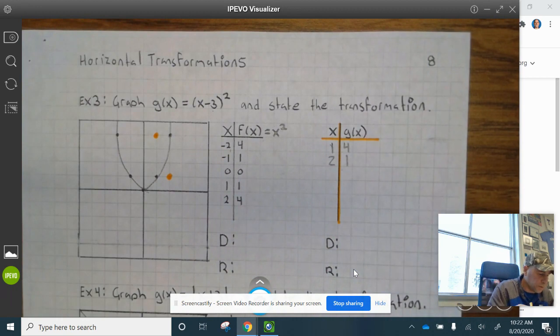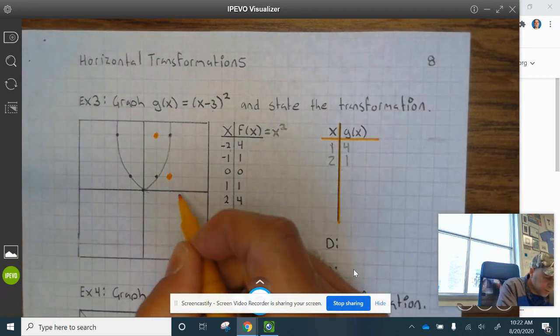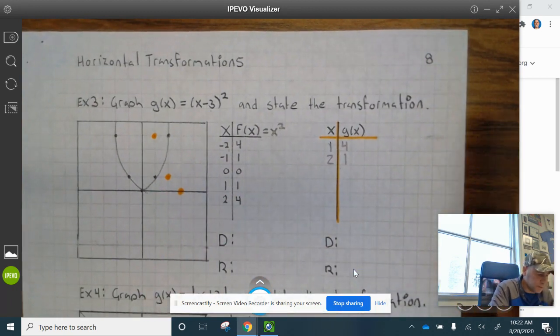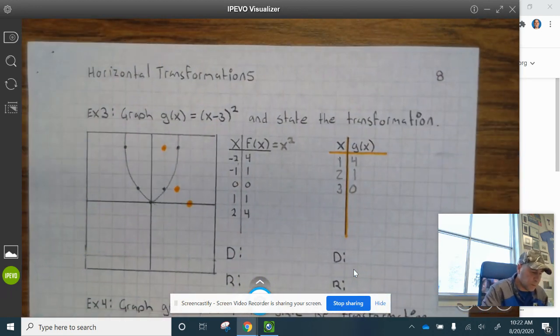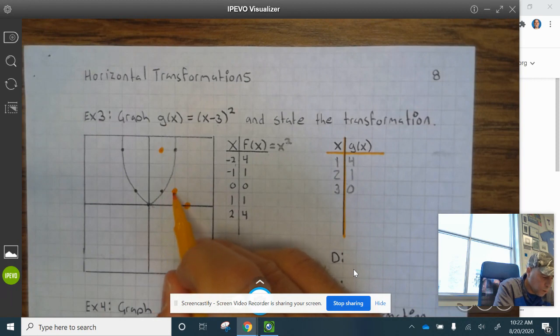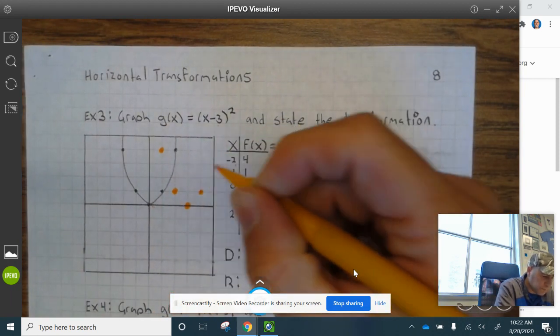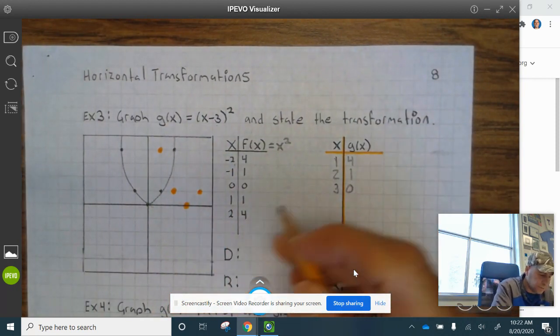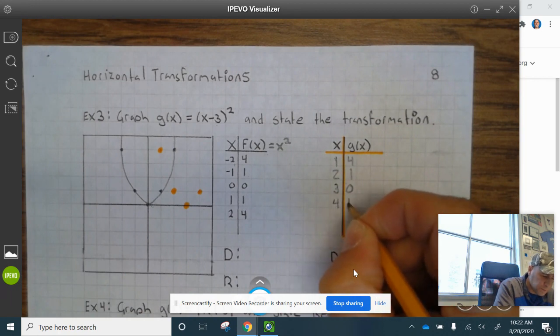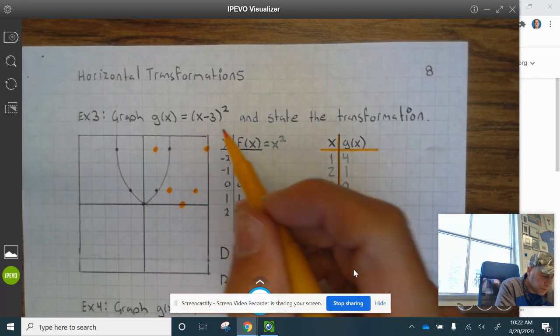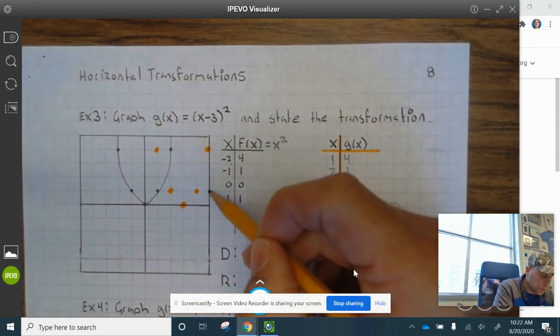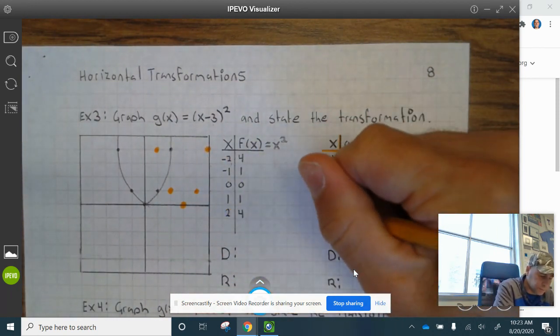Okay, so then 1, 2, 3. So that point is 3, 0. And then 1, 2, 3. And so that point is 4, 1. And then 1, 2, 3. And that point is 5, 1, 2, 3, 4. 5, 4.